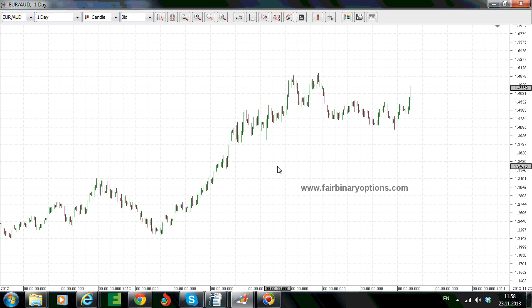fairbinaryoptions.com Euro Australian dollar daily chart here. I am not trading a daily chart. You should not trade a daily chart, but in this situation I just want to show you the pattern that this pair has just broken and what it implies. Well, it implies that the highs here in the 150 area are going to be broken.